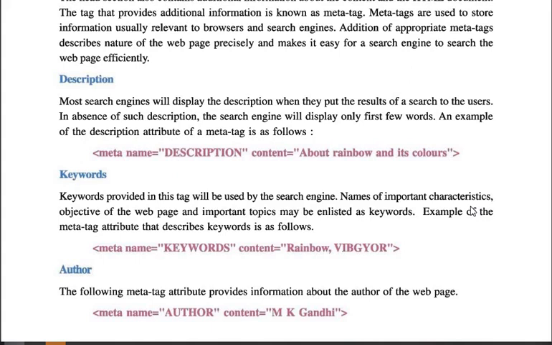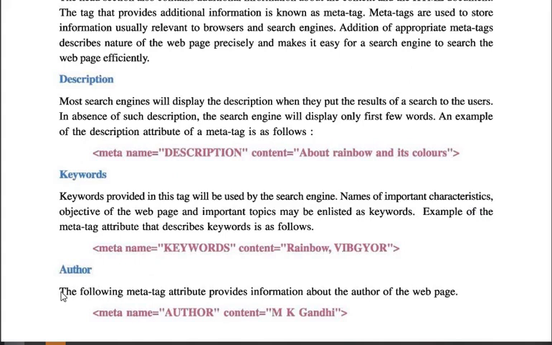Clear all of you? Now name the important characteristic or objective of the web page. An important topic may be enlisted as a keyword. Now you can see that content is rainbow, then VIBGYOR. We all know what Vibgyor is. It is the first letters of the rainbow colors.